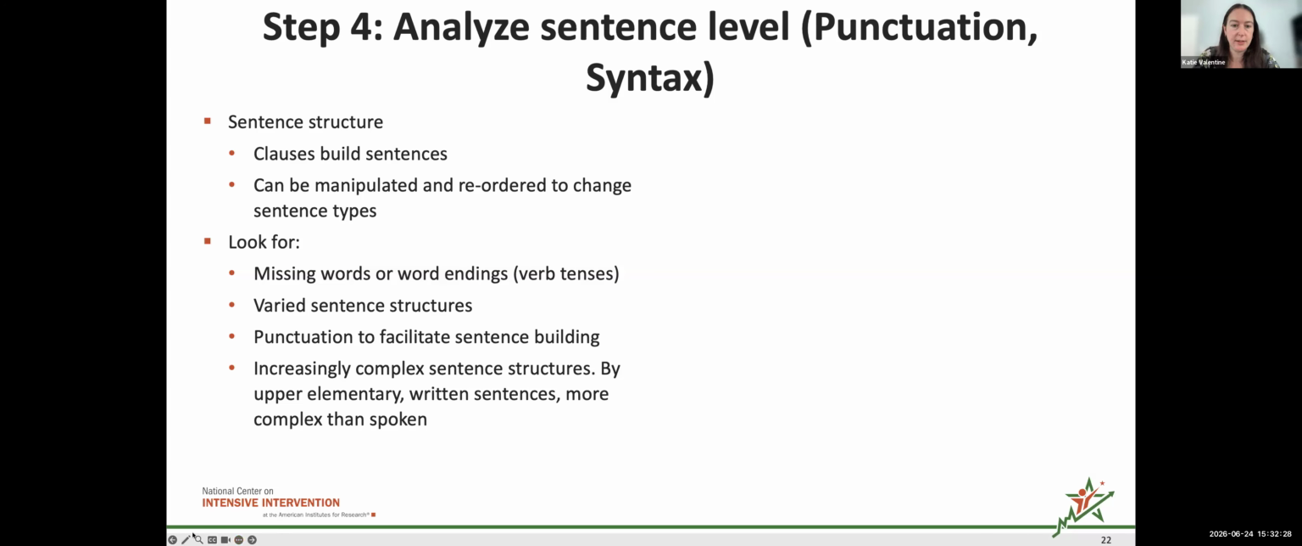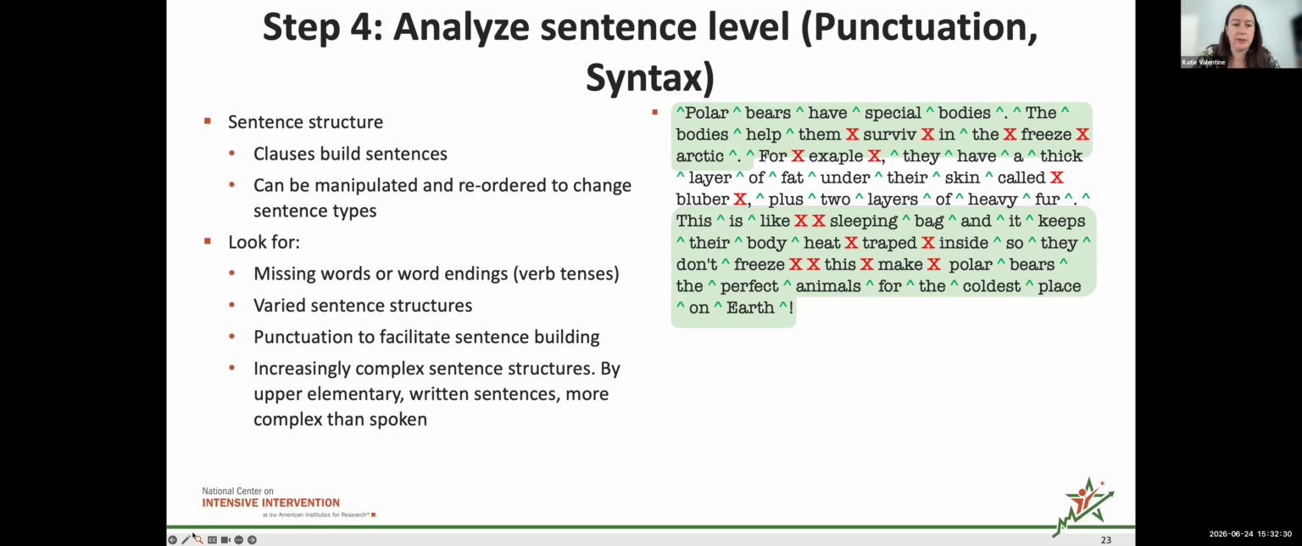In our writing sample, we're going to be looking for either missing words or word endings, like verb tenses that are incorrect. We'll also be looking for different types of sentence structures. And by the end of upper elementary school, especially, we really want to see an increasingly complex structure that students are using. The rule of thumb is that by the end of upper elementary school, written language should be more complex than spoken language. So you can use that as a guide for assessing where the student's complexity in their sentence structure is as compared to what I would expect.